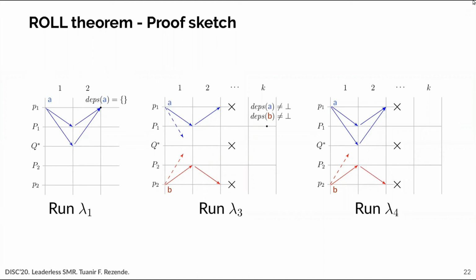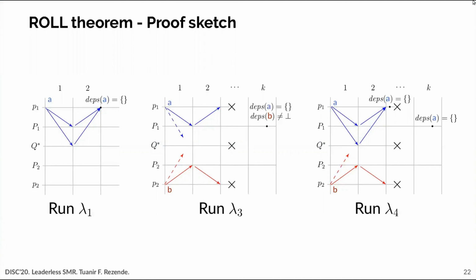For process P1, lambda4 is indistinguishable to run lambda1 up to round 2. So it must take the same decision by the end of round 2, which is that the dependence of A is an empty set. And for a process P in the union between big P1 and big P2, lambda4 is indistinguishable to lambda3 up to round K. This implies that both A and B are stable at this process P when round K is reached.